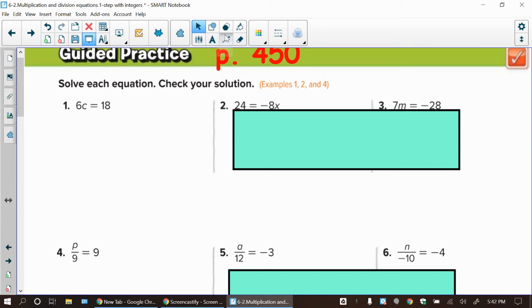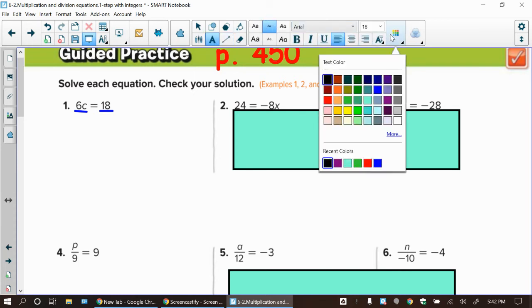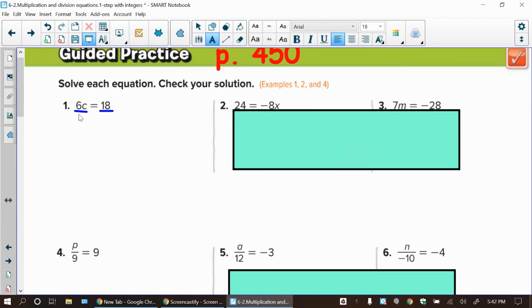Okay, so for number 1, I notice it's multiplication. So the opposite of multiplication is division. So I'm going to put division. Remember, fractions are just division. That's all it is. And then I'm going to come back and decide, what do I want to divide both sides by? Well, what's with the variable? My variable c, and 6 is with the variable. So that is what I divide both sides by. Full reasoning, because then these cancel right there.